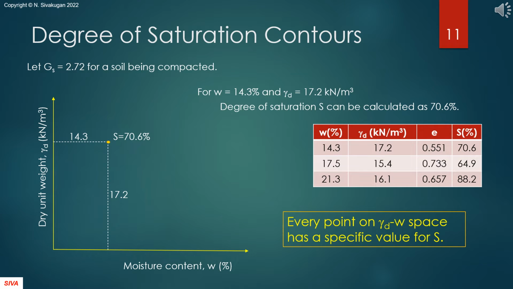Let's look at the dry unit weight versus moisture content space for a soil where the specific gravity of the soil grains is 2.72. We select a point randomly where the moisture content is 14.3% and dry unit weight is 17.2 kN per cubic meter. From the phase relations, we can find the degree of saturation S as 70.6%. That is, every point on this space has a specific value for the degree of saturation.